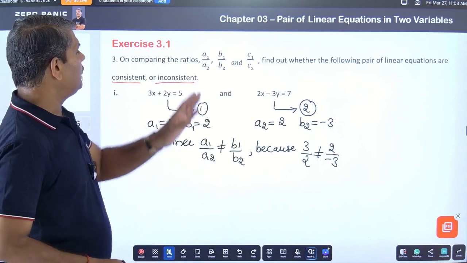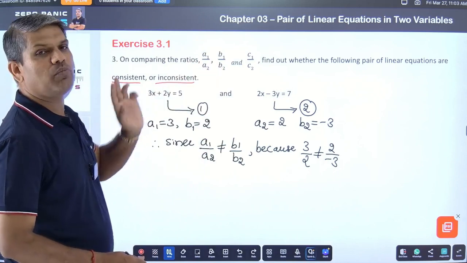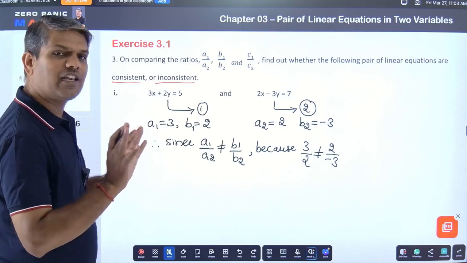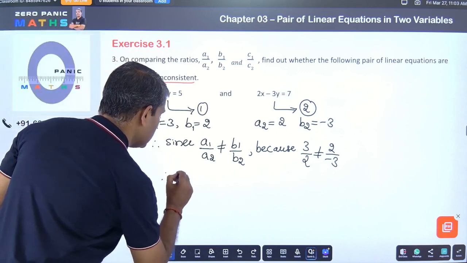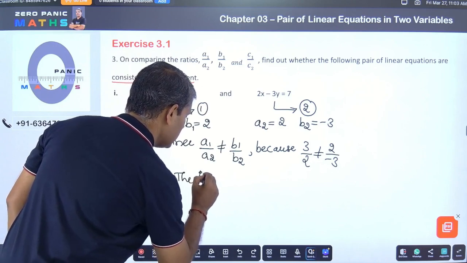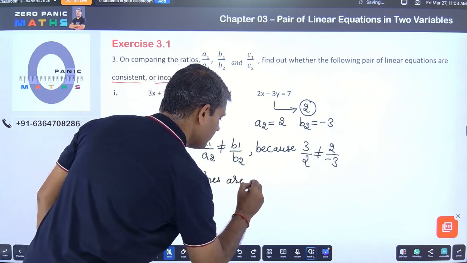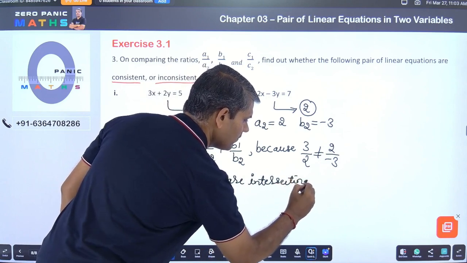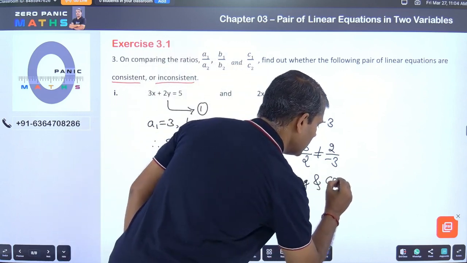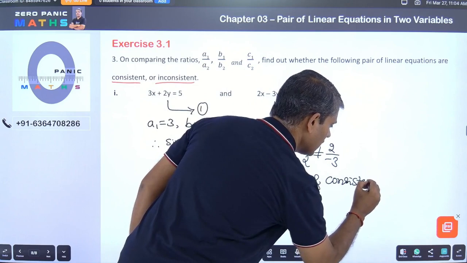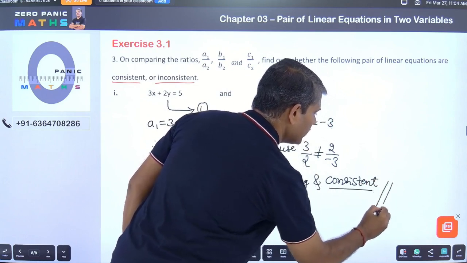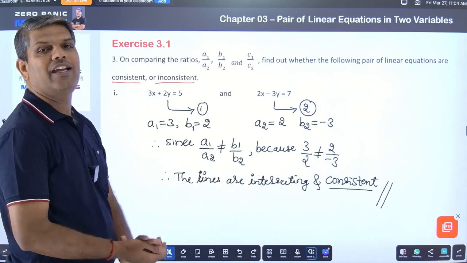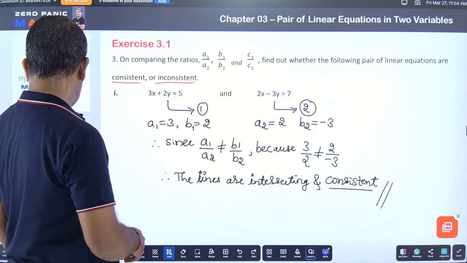So if the ratio A1 by A2 is not equal to B1 by B2, then the lines are intersecting. So intersecting lines are consistent lines. That is the solution. Therefore the lines are intersecting and consistent. This is the solution that we need. To say the lines are consistent, we need to prove that the lines are intersecting. Okay, let us move to the next question.